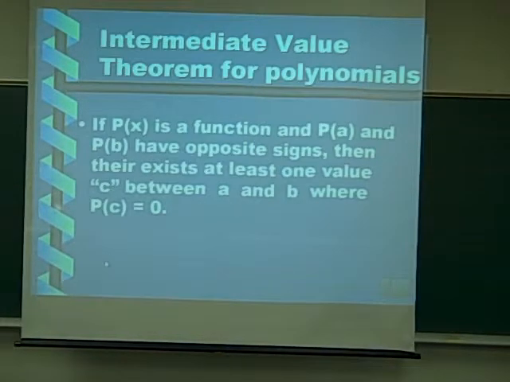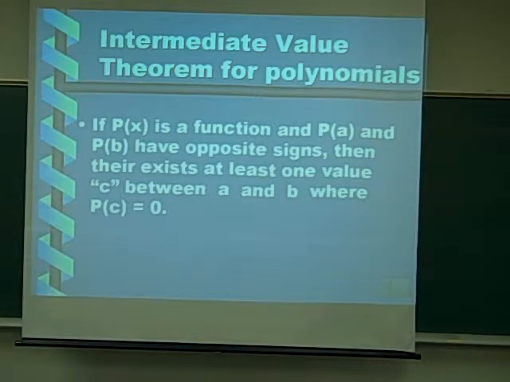Okay, here we have what's called the Intermediate Value Theorem. This is where we have a polynomial, we'll call it P of x, as a function. If we put in value A and value B, and what we end up with are opposite signs, where one value is positive and another value is negative, then there exists at least one value in between there called C.